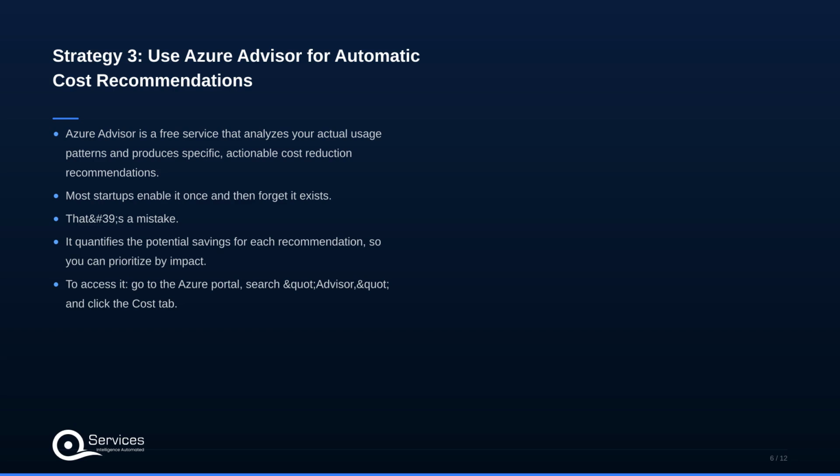To access it, go to the Azure portal, search Advisor, and click the Cost tab. You'll see a list of recommendations ranked by estimated monthly savings. Act on the top 3 each week. This takes about 20 minutes and often yields $100 to $500 per month in savings for a mid-size startup.